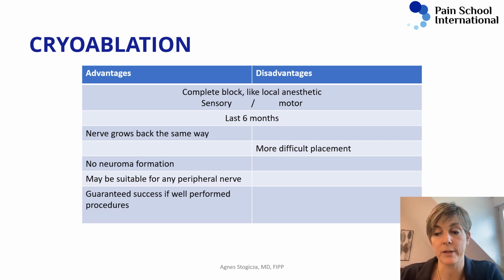Placement is a bit more difficult than with the other probes. It will not lead to neuroma formation. That is again because the perineurium and epineurium remain intact, which means you can use it on any peripheral nerve.